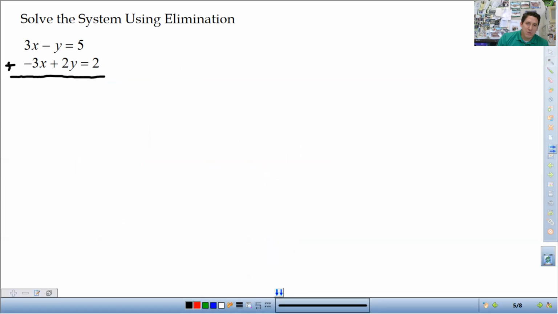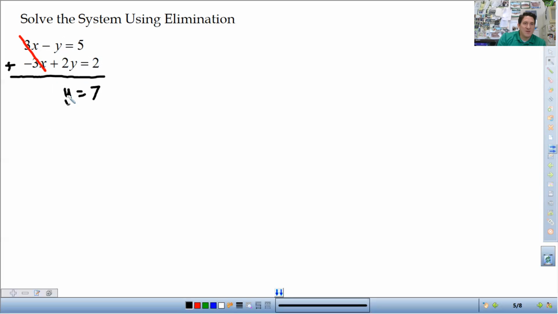3x plus negative 3x is 0, so you can just cross it out. Be careful with the negatives here. Negative y, so this negative belongs to y. So negative y plus 2y is positive 1y, or just y, is equal to 5 plus 2, which is 7. All right, so I don't have anything to solve for, so that's done.